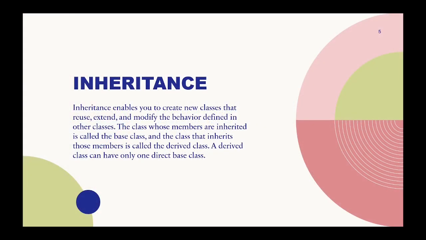Now we are starting the pillars of OOP. The very important and very first pillar of OOP is inheritance. Inheritance enables you to create new classes that reuse, extend, and modify the behaviors defined in other classes. The class whose members are inherited is called the base class or parent class, and the class that inherits those members is called the derived class or child class. A derived class can have only one direct base class.